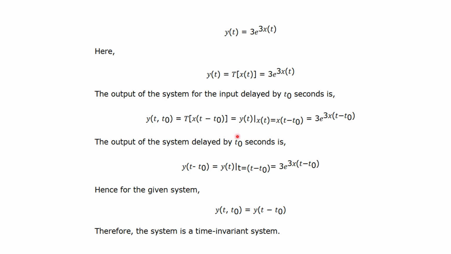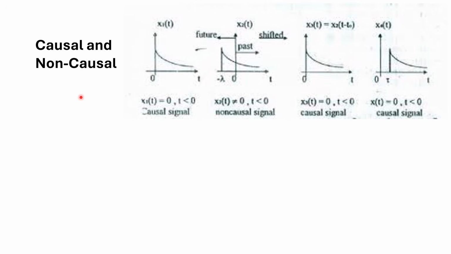I have considered only two examples, one from each, time variant and invariant, right? Now let's talk about the causal and non-causal system. Causal means if your system depends on either the present or the past, it is a causal system, right? And if it is depending on the future, that is called the non-causal system, right?